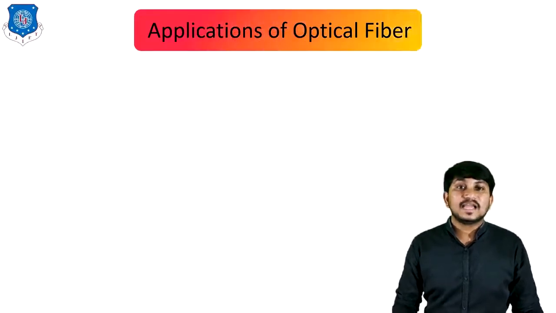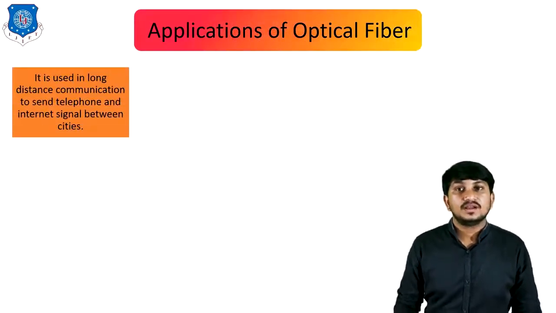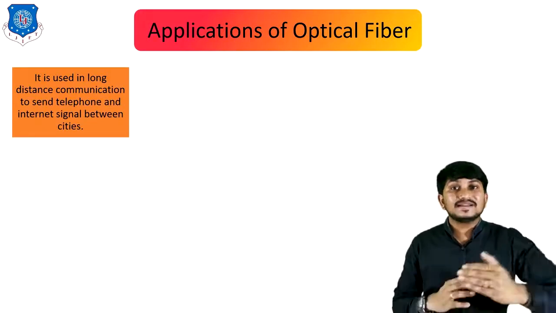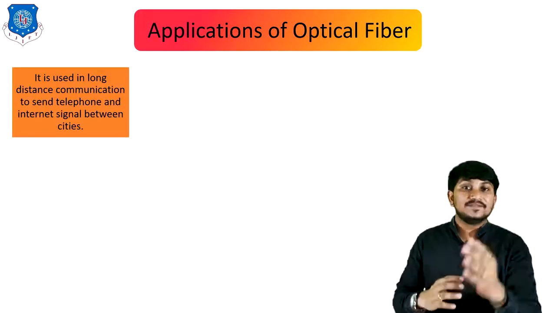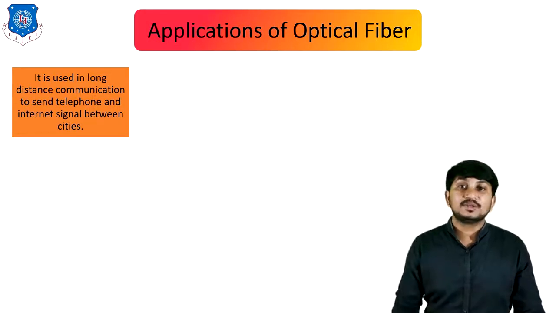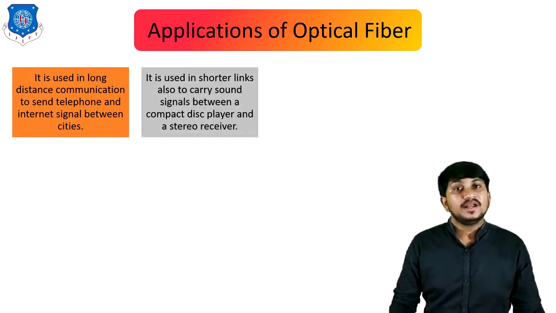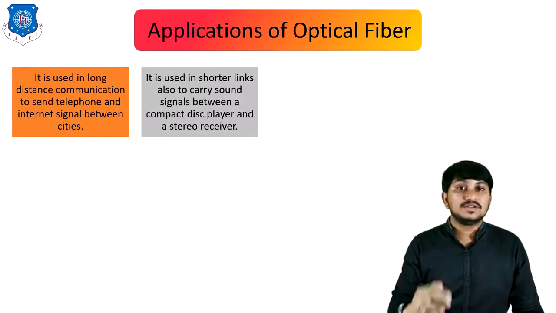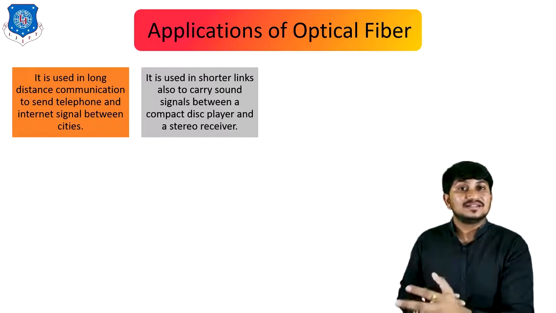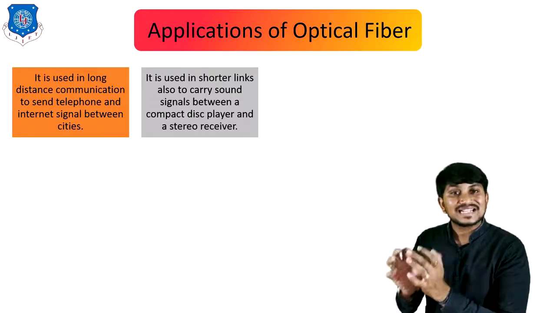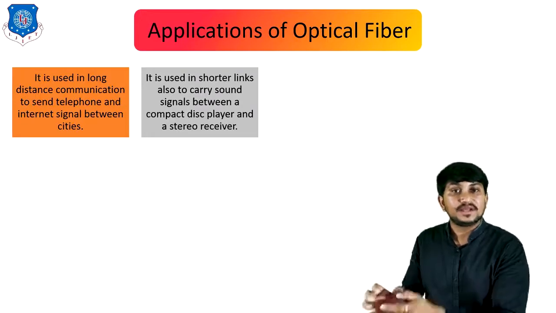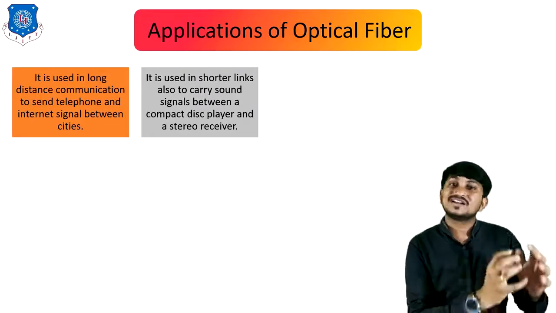Now let's discuss the applications of optical fiber. First, it is used in long distance communication to send telephone and internet signals between two cities. It is used in shorter links also to carry sound signals between a CD player or DVD player and a stereo receiver or a speaker.